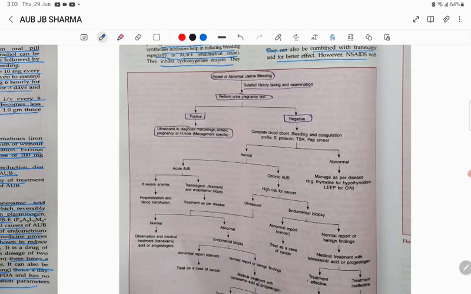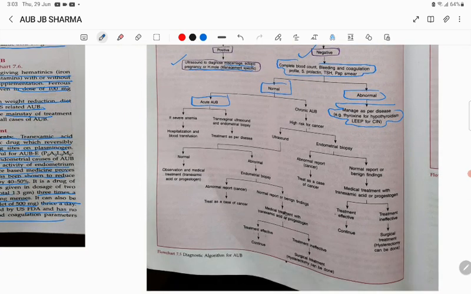In a patient with abnormal uterine bleeding, take a detailed history and examination. If the urine pregnancy test is positive, do an ultrasound to diagnose miscarriage, ectopic pregnancy, or hydatidiform mole, and manage the specific condition. If negative, do a complete blood count, bleeding and clotting factors for coagulation disorder, TSH, swab smear, and a profile of serum prolactin. If normal, proceed further; if abnormal, manage as per the disease, such as thyroxine for hypothyroidism.